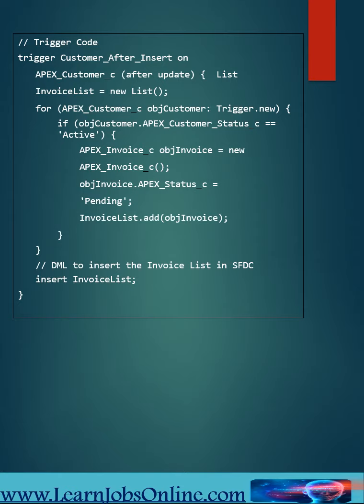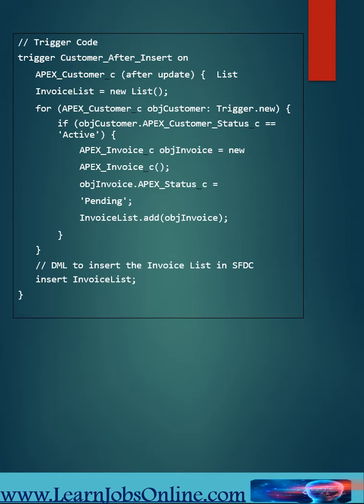Step 1, go to the S object. Step 2, let's click on the customer. Step 3, click on the new button in the trigger related list and add the trigger code that we have on our screen.